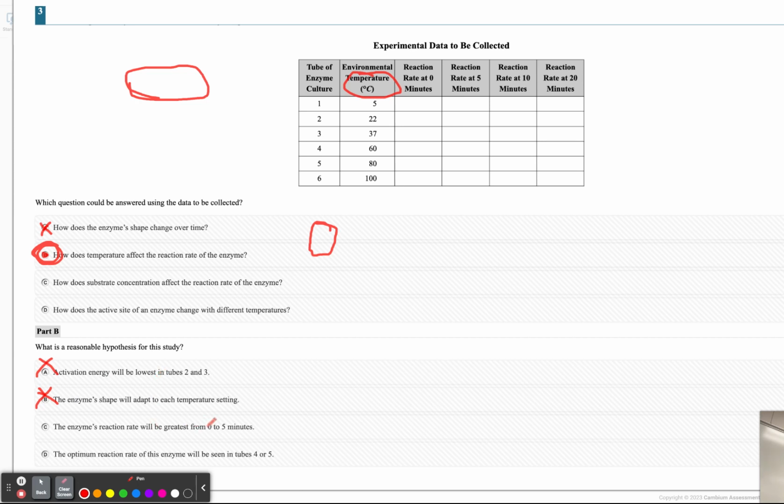Enzyme reaction will be greatest from 0 to 5 minutes. I don't have anything to suggest that. That's what we're going to be measuring, but I don't have anything to suggest that. So hopefully this is the right answer. Let's see what it is. The optimum reaction rate will be in tubes 4 or 5, which has the temperature these organisms live in. And so that's my correct answer here. That is the correct one.